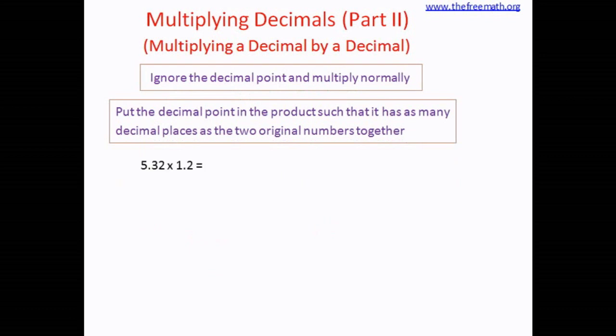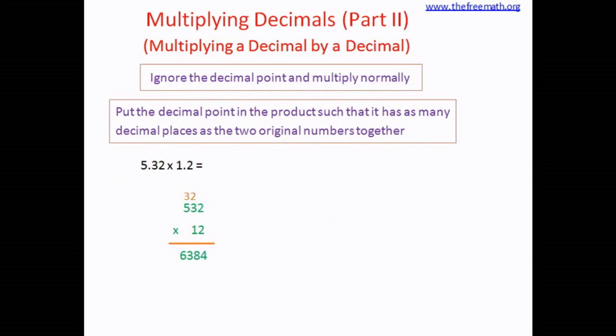The first one is 5.32 multiplied by 1.2. Let's ignore the decimal points. So we multiply 532 by 12. 12 2s are 24. So we write down 4. 2 is carried over. 12 3s are 36. 36 plus 2 equals 38. So we write down 8. 3 is carried over. 12 5s are 60. 60 plus 3 equals 63. So the product is 6384.